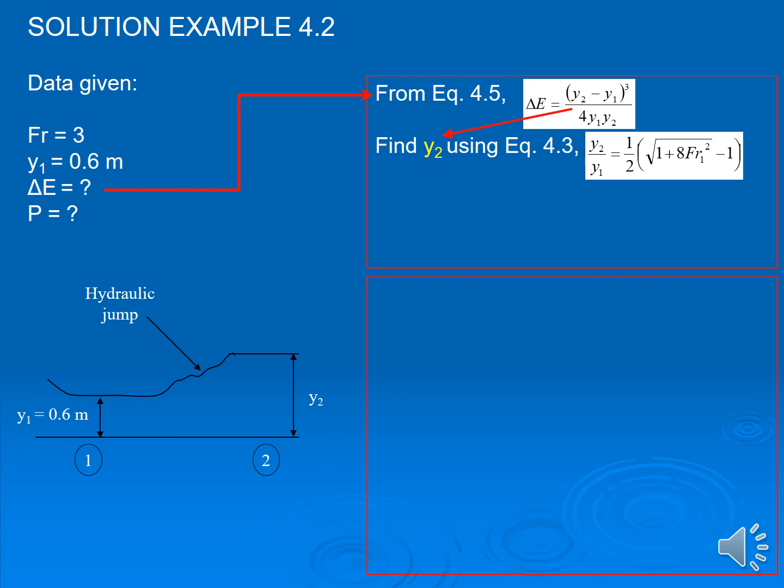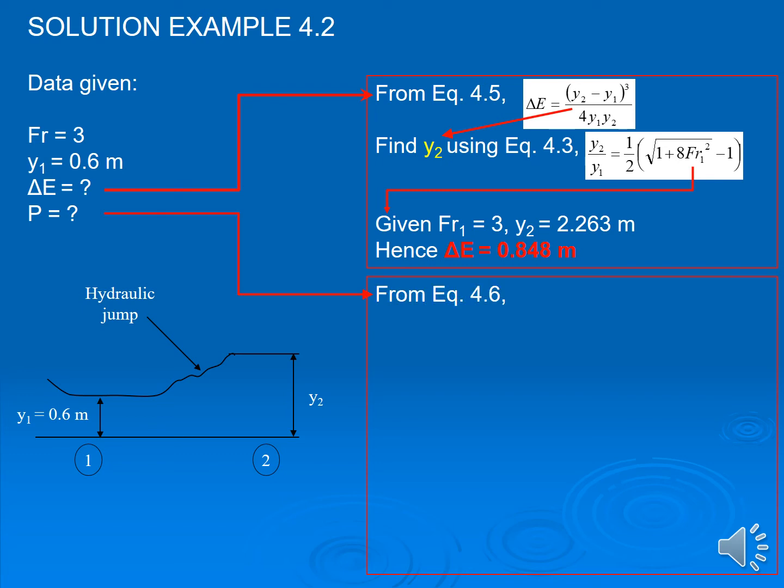The Froude number is already given in this example, which is 3, so just substitute the value of Froude number 3 and Y1 0.6. You will have your Y2 equal to 2.263 meters. Substitute the value of Y2 and Y1 into equation 4.5. You will have delta E equal to 0.848 meters.